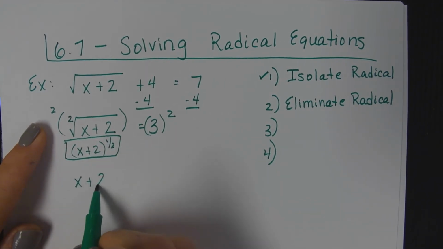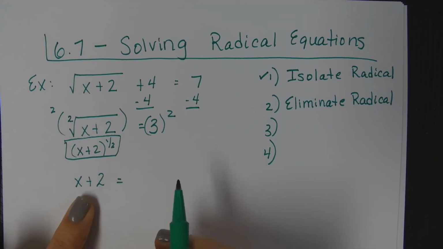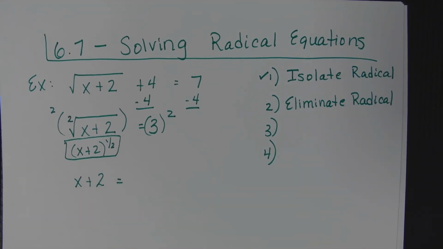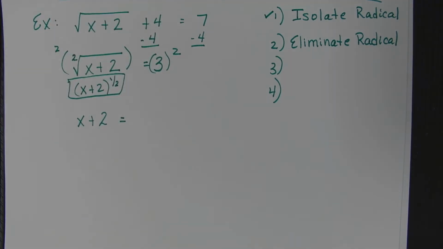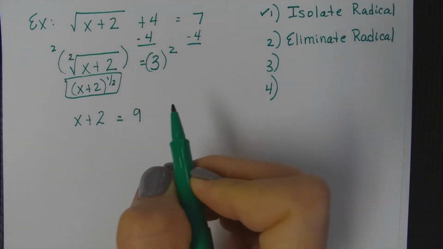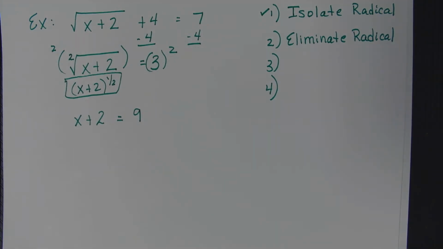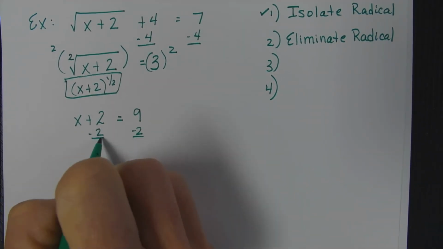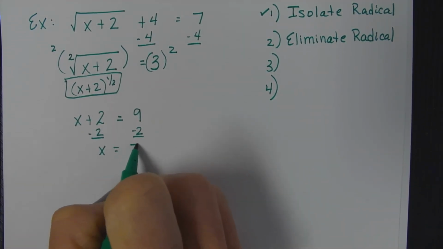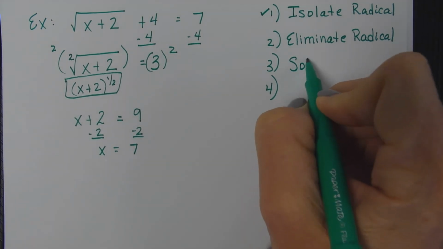Look what I'm writing down. X plus 2 equals 3 squared, which is 9. Look at that. Yes, it is that simple. And you've got to get rid of the 2. X is equal to? 7. Sorry, I should have said solve.